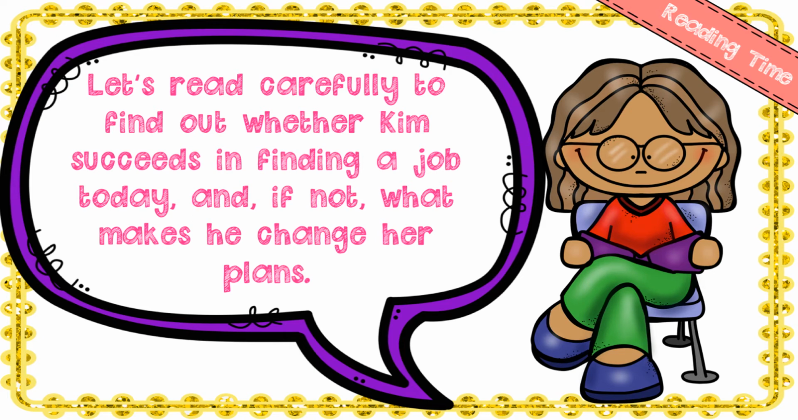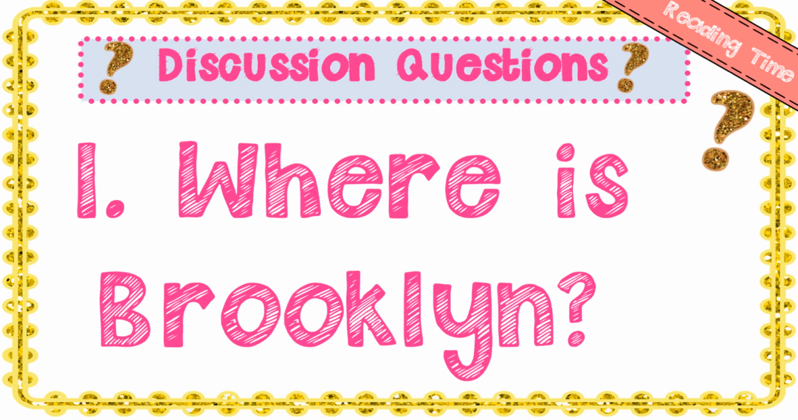Let's read carefully to find out whether Kim succeeds in finding a job today, and if not, what makes her change her plans. Now, you're going to find somebody at home, read your story aloud, make sure that you're reading fluently, and if you can't accurately identify these words quickly, then you need to practice reading it several times. When you are finished reading your story 2 times, you can pause the video now and then unpause it for some questions. This will also assess whether or not you fluently understood and comprehended your story.